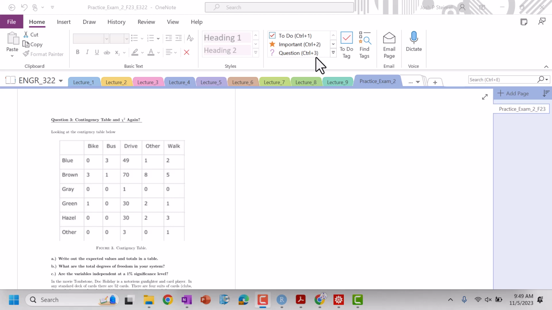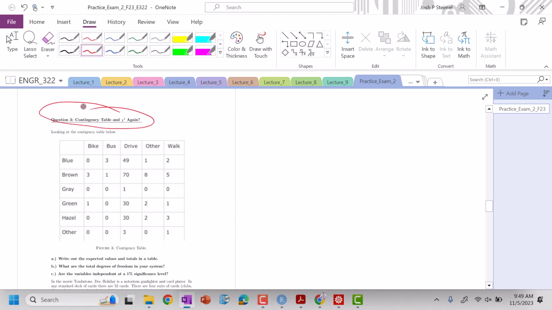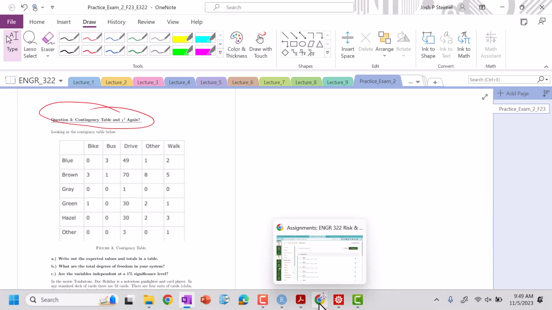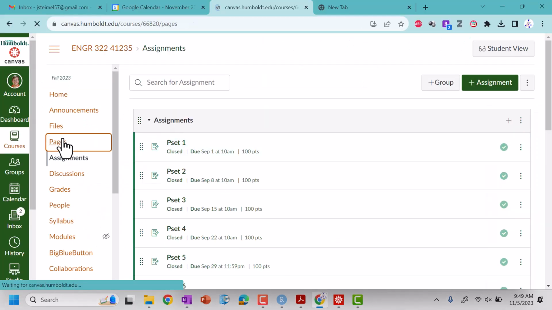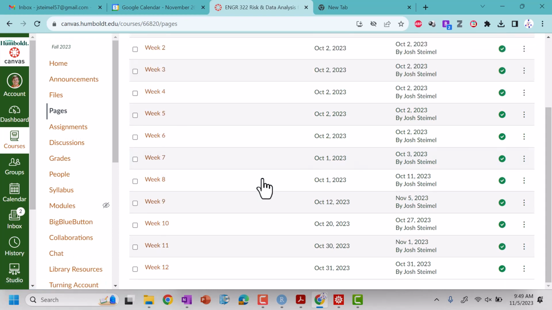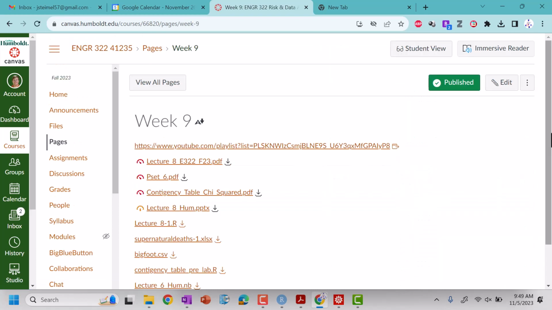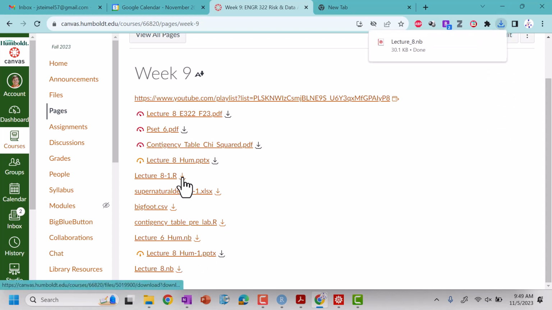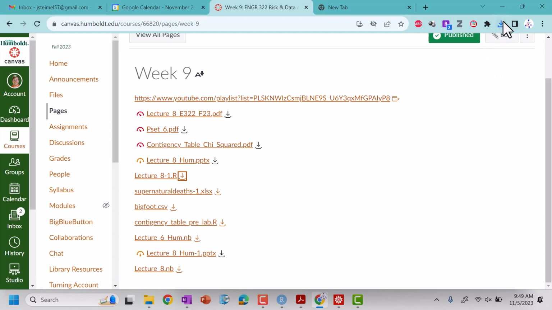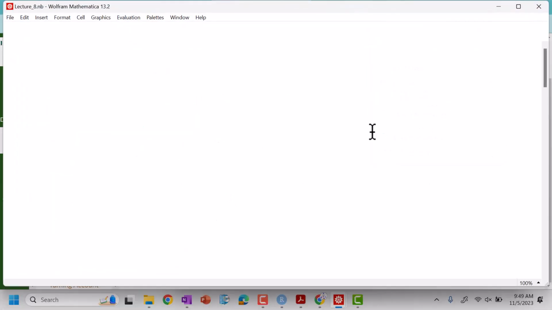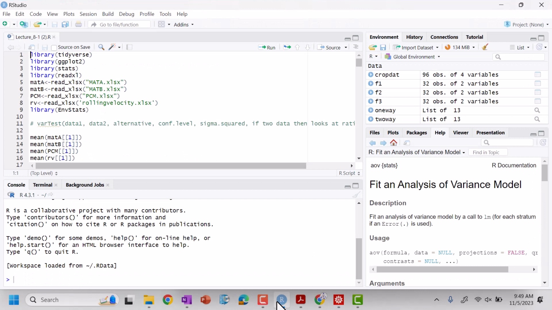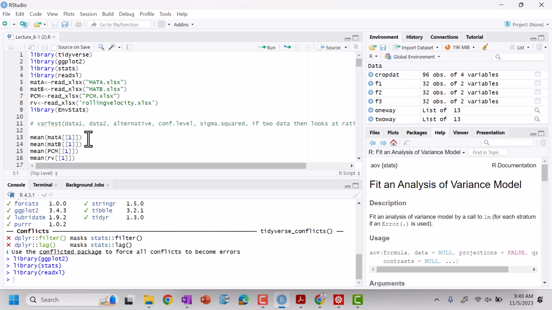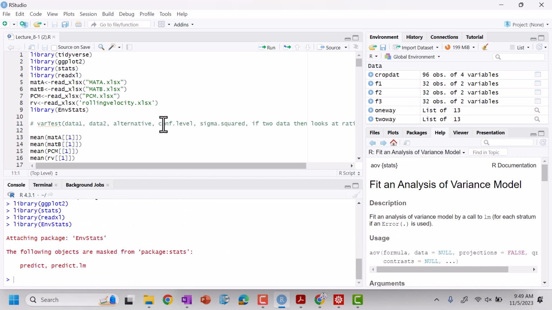Hi everyone, we are back and we are going to look at our contingency tables in chi-square. Before we start this problem, I want to make sure that we have all of our relevant notebooks and resources available. We want to have our lecture 8 notebook, our lecture 8R, and our R book as well. Let's go ahead and open up these resources and read them in so that we're ready to go. Now let's get started.